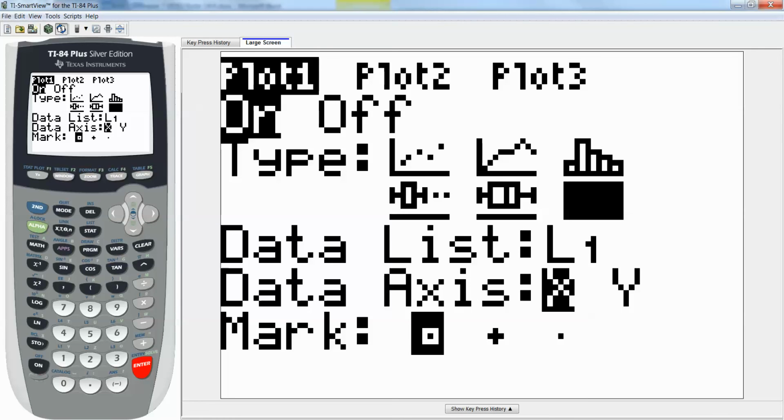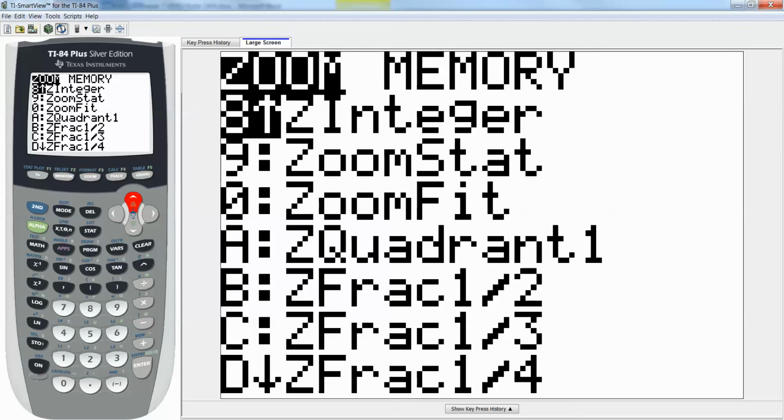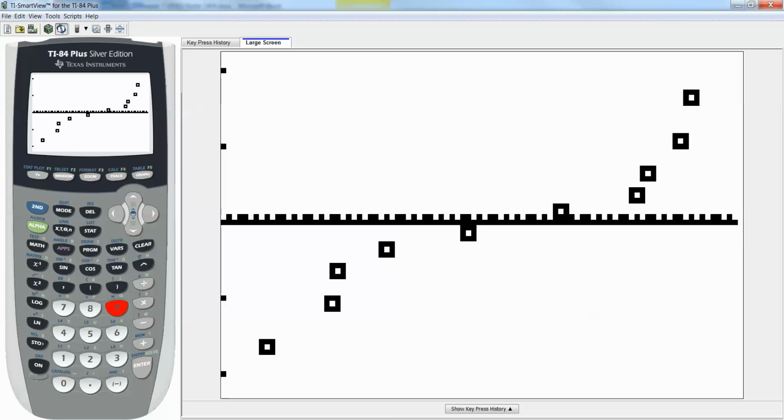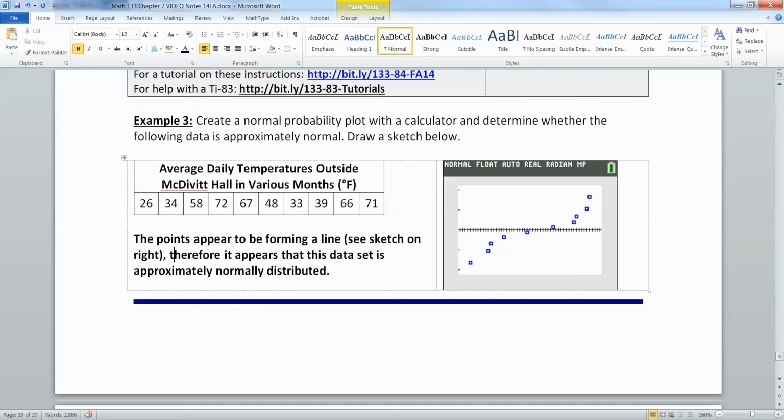And then it's asking me, is my data list L1? Yes, it is. My x-axis is X. That's right. All good. And of course, I don't have a color option here. And then, just like before, I'm going to hit zoom. And you want zoom number 9. Oh, it's way up there. It's zoom stat is what you're looking for because you just turned on the stat plot. So 9. And it'll make that graph, which more or less matches the color graph that we had from the color calculator right here. It's just not quite as pretty.